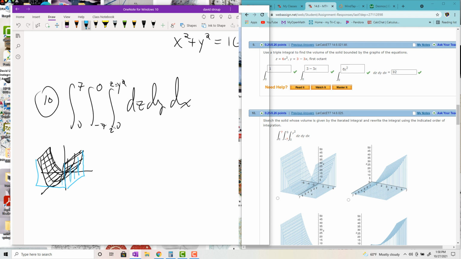So -7 to 0. So actually, on the y-axis, you're going from around -7, wherever that is. So this is your y, this is your x, this is your z. So it's all this material underneath the parabola in that direction. Okay, so let me draw it again.